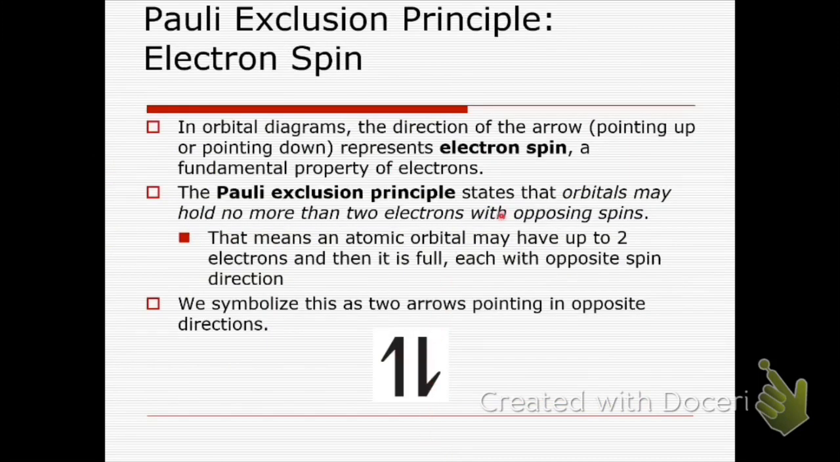Pauli exclusion principle is the next thing we must follow when writing electron configurations. Really, the Pauli exclusion principle is saying that I can have no more than 2 electrons in one orbital, that it's full. When we show them, we are going to draw them with one up arrow and one down arrow to show the 2 opposite spins. It is accepted practice. The up arrow represents clockwise, plus 1/2. The down arrow, minus 1/2, counterclockwise movement.